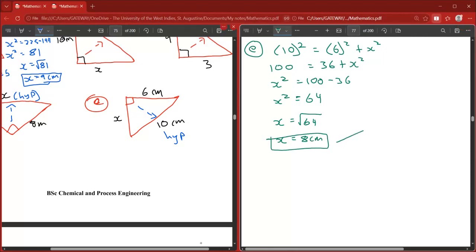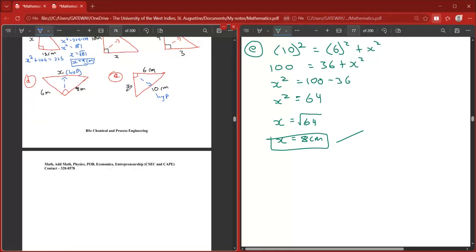Right? So you're good with this, right? This topic? Right. So that is Pythagoras theorem there.